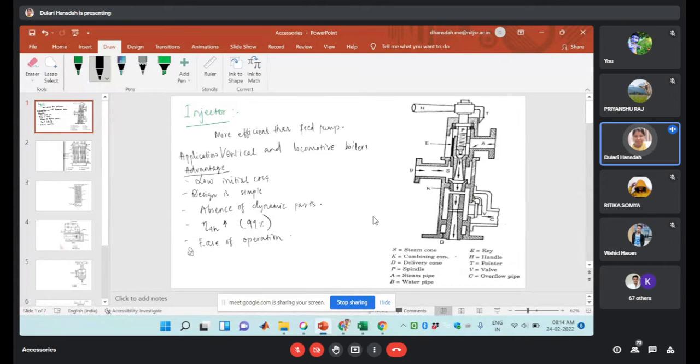There are certain disadvantages also. In this case, if a large quantity of water is required to be supplied to the boiler, then the pumping efficiency will be less.